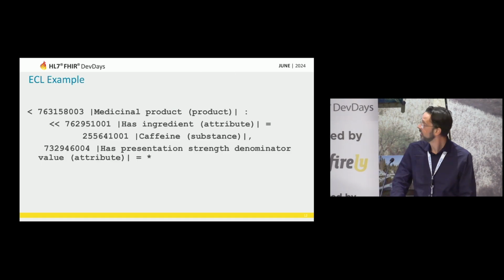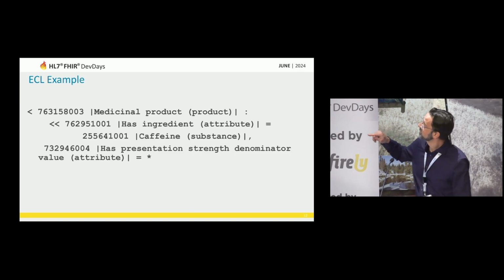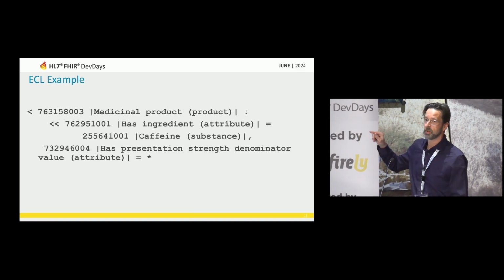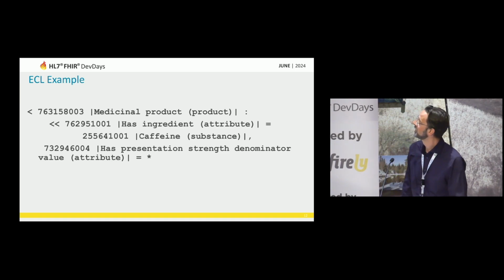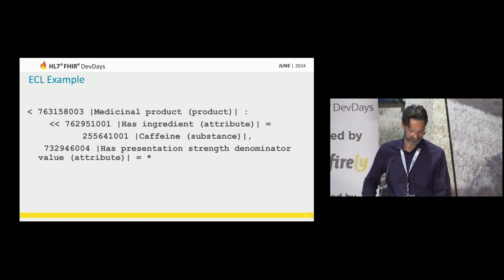Oh, I should say, the descriptions between the pipe symbols, those are completely optional. They're just there to make it human readable. So unless you've memorized 368,000 10-digit numbers, most people like to see those in there.